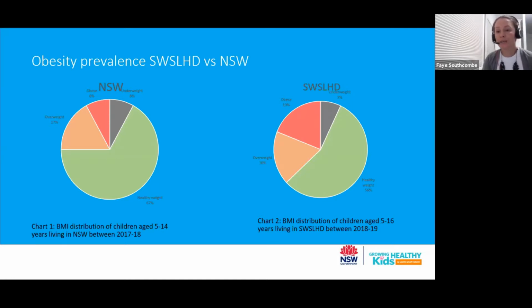We can compare this to the chart next to it, which looks at a similar age range, 5 to 16 years of age, for children and young people in Southwestern Sydney Local Health District. So prevalence increases in our district. Around 1 in 3 children is affected by overweight and obesity. And here overweight increases to around 18% and obesity is dramatically increased at 19%.